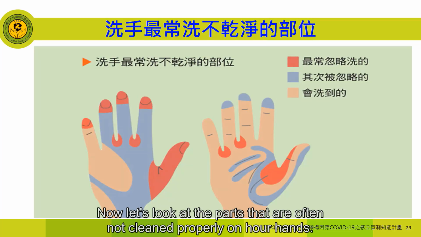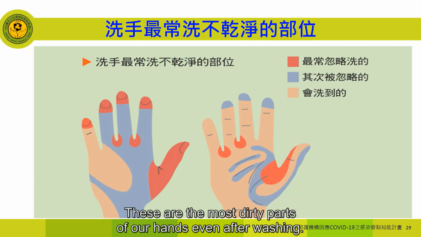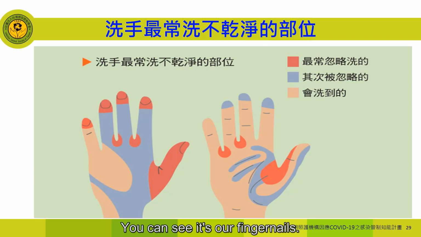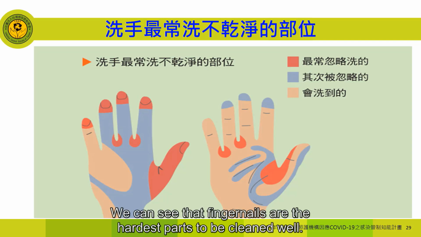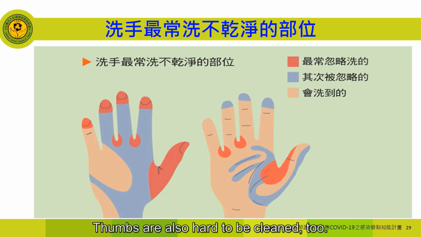Now let's look at the parts that are often not cleaned properly on our hands. They are shown in orange. These are the most dirty parts of our hands even after washing. You can see it's our fingernails. We can see that fingernails are the hardest parts to be cleaned well. And then we can see the orange part is the thumb. Thumbs are also hard to be cleaned too.